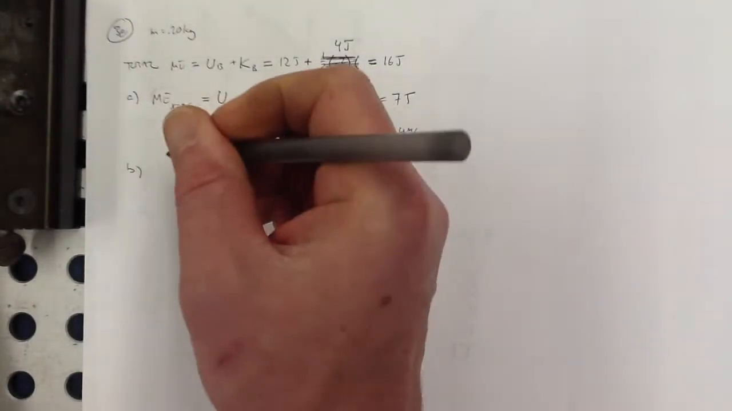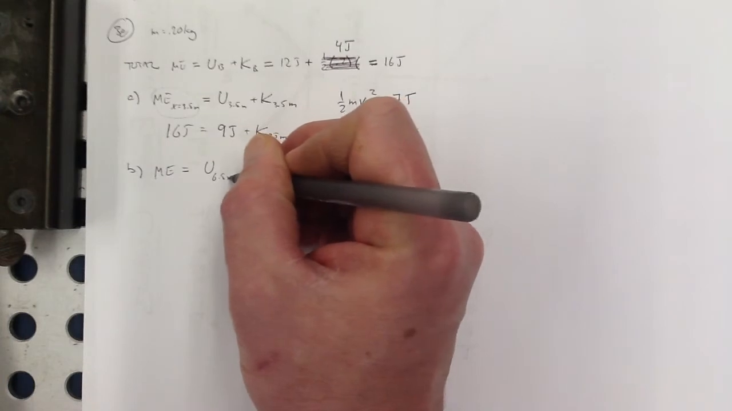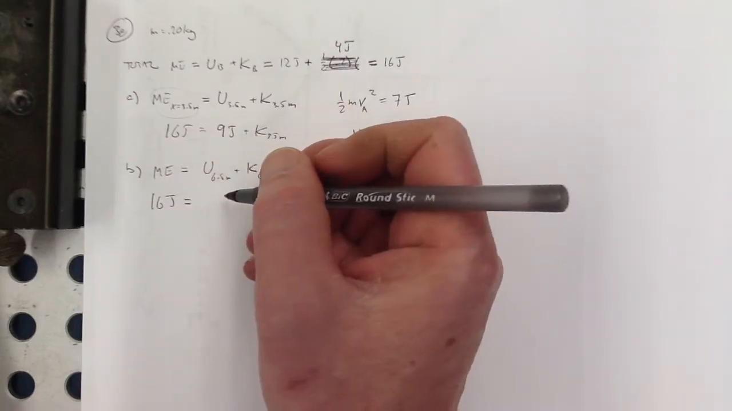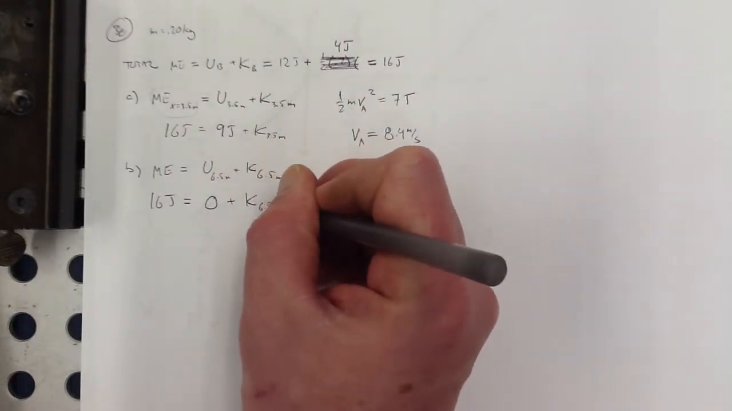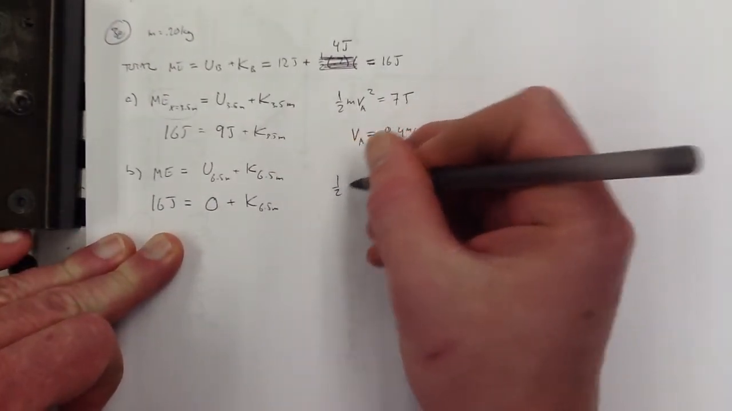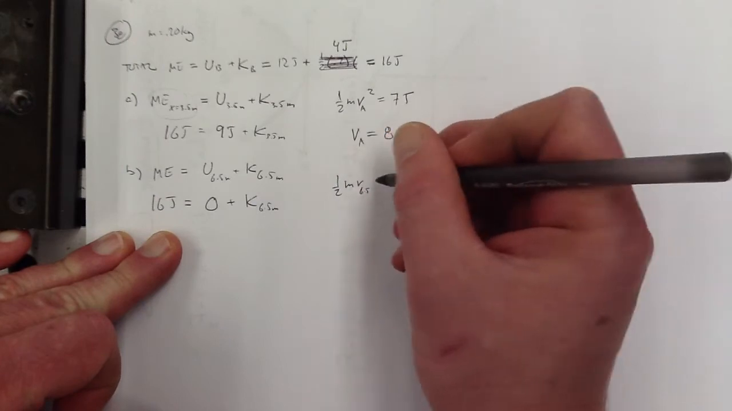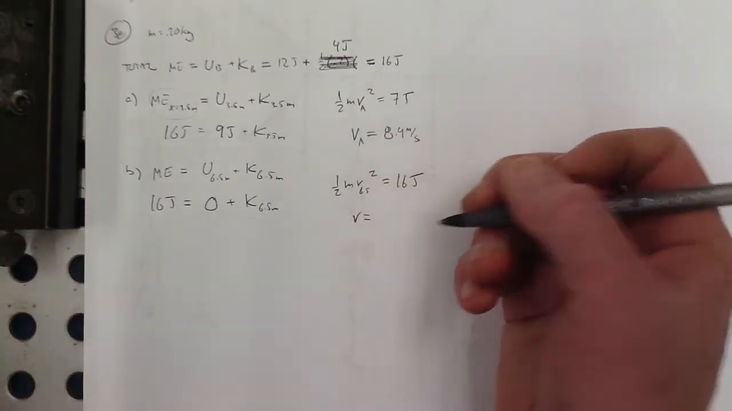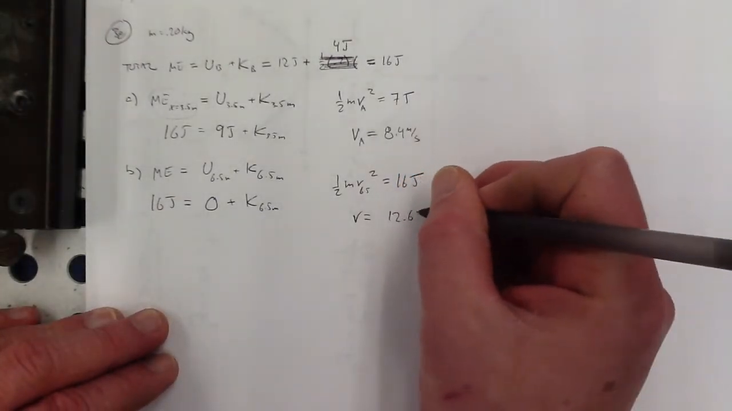And at point B, the total mechanical energy is going to be equal to, now where are we at, 6.5. Total mechanical energy is conserved, it's still 16 joules. At 6.5, it looks like we've got no potential energy, so it's all going to be kinetic. So that's my one half mv squared, equal to 16, the whole enchilada. So the speed there is the square root of 32, which is 12.6 meters per second.